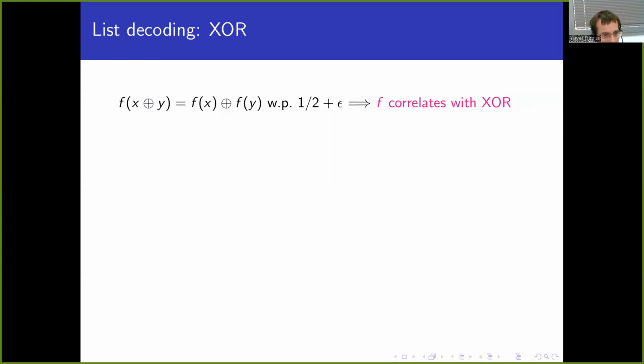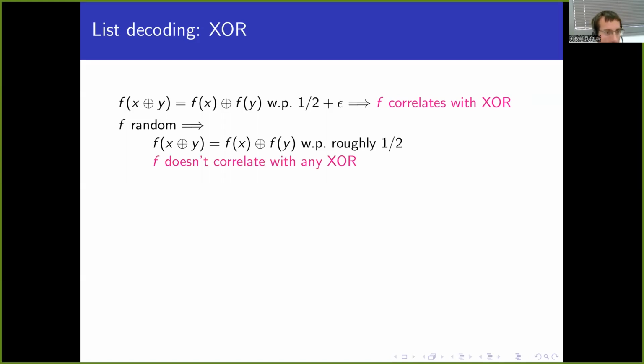Now, we cannot make this 1/2 any smaller, because if we choose f at random, then on the one hand, this equation holds with probability very close to half. And on the other hand, f doesn't have any significant correlation with any XOR. And now we want to ask what happens if we replace XOR with a different function. Let's say the AND function.